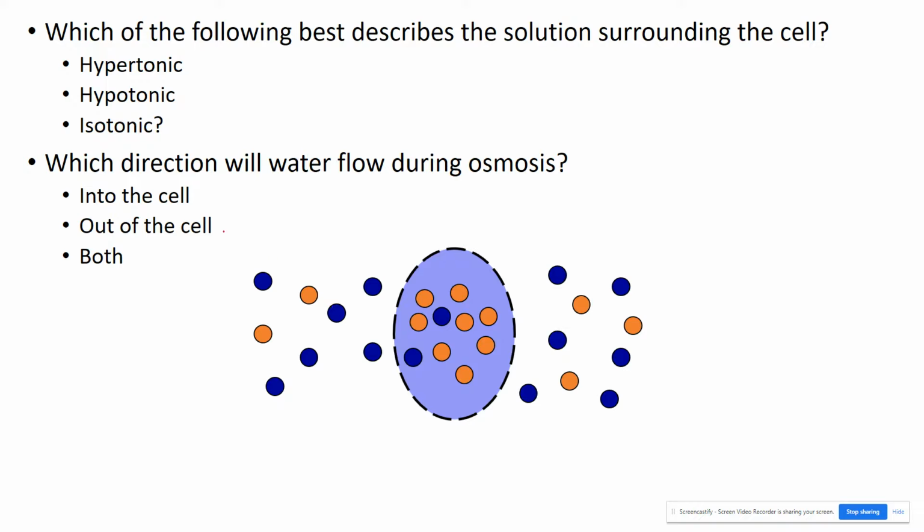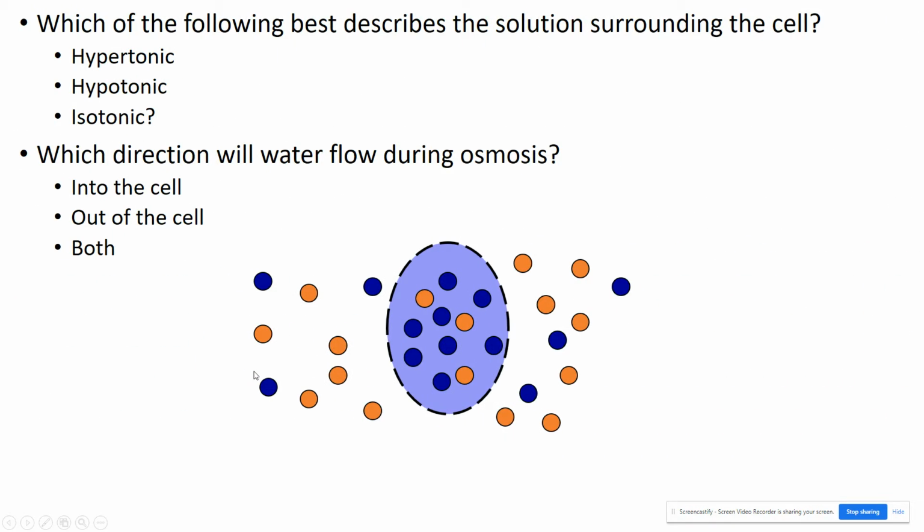Next. Okay. So which of the following best describes the solution surrounding the cell? Well, we have a lot fewer of these solutes on the outside than the inside. The inside is a lot more concentrated with these orange dots. So that is going to make the solution out here hypotonic because there is less, okay? And that means we have to look for which way the water is going to flow. If there's a low solute concentration on the outside, that means there's a high water concentration. So the water is going to go from outside where there's more to inside where there's less, okay? So into the cell, because remember, water goes from high to low concentration. So good.